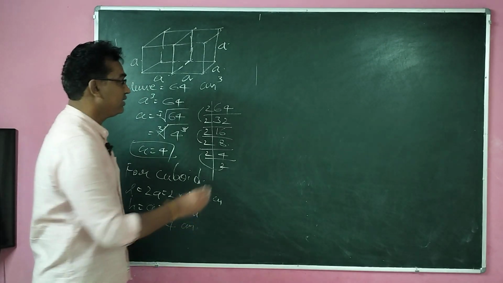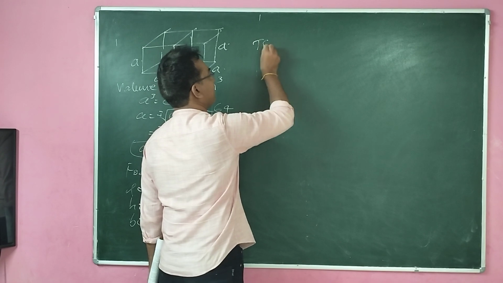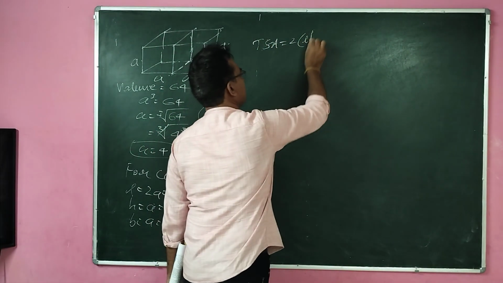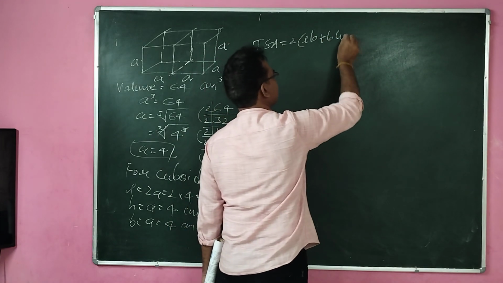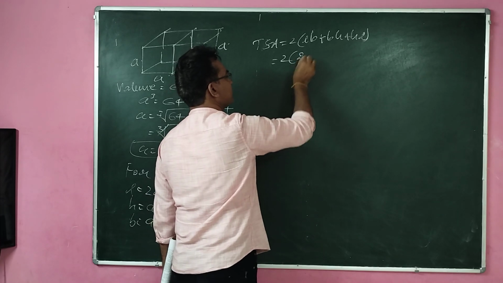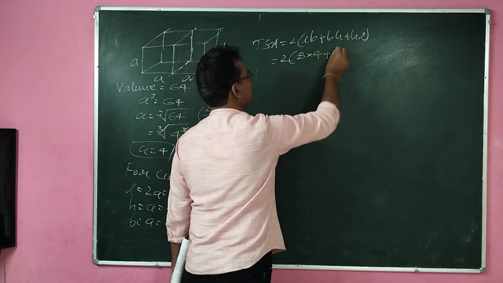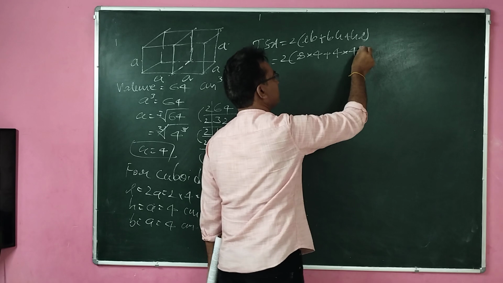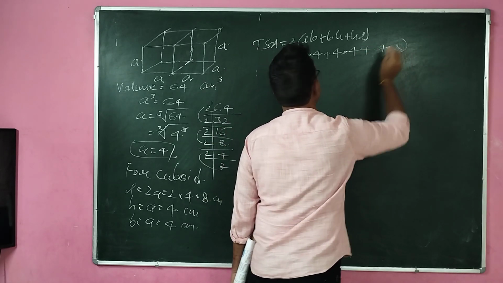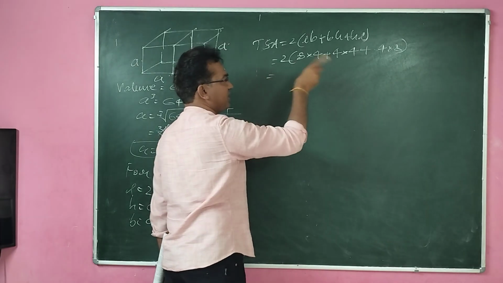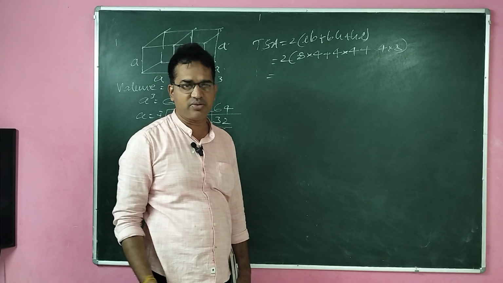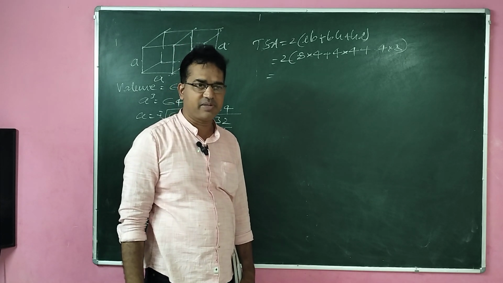TSA formula you know. TSA equals 2 of LB plus BH plus HL. L is how much? 8. So 8 into 4 plus 4 into 4 plus 4 into 8. Understood? For simplification, 2 methods are there. You can multiply directly and add, otherwise you can remove the common. Which method are you going with? Common is better, I said already.